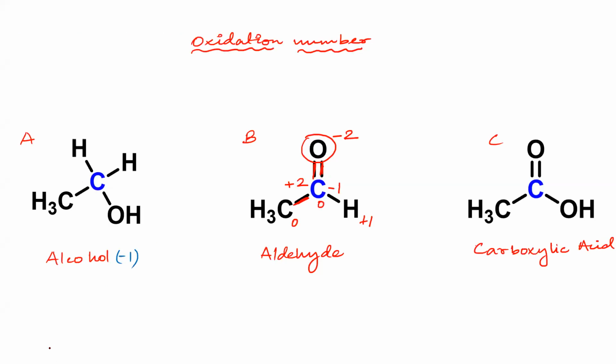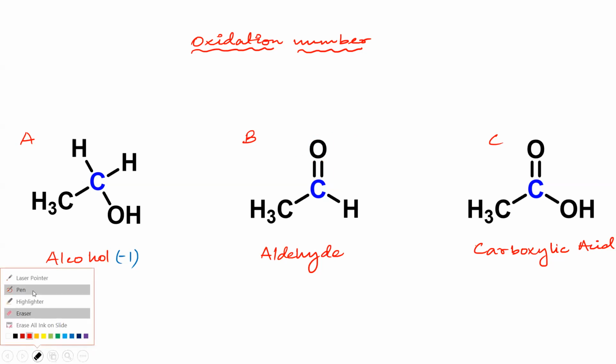So what will be the total? Now tell me what will be the total oxidation state? The oxidation state of carbon is plus one, right? Plus one. So let me delete all of these things and let me write for aldehyde. It is plus one.